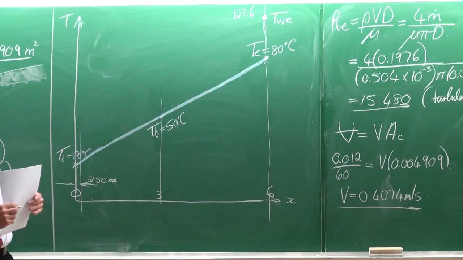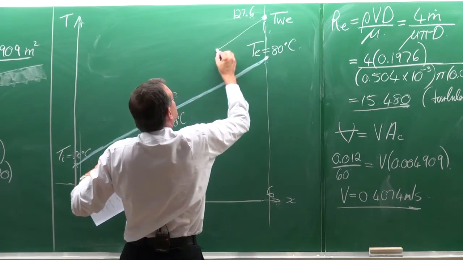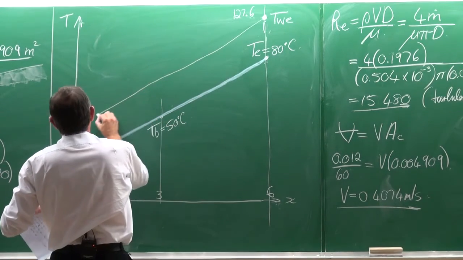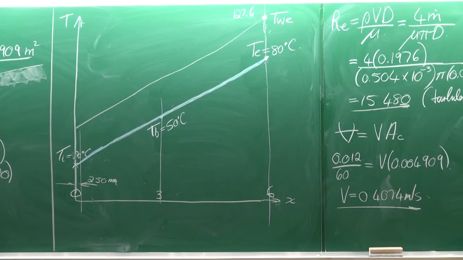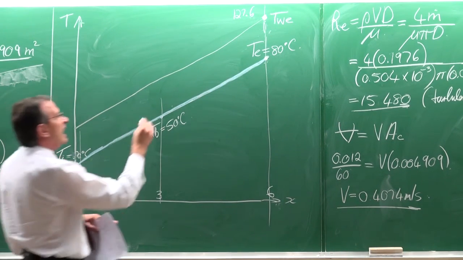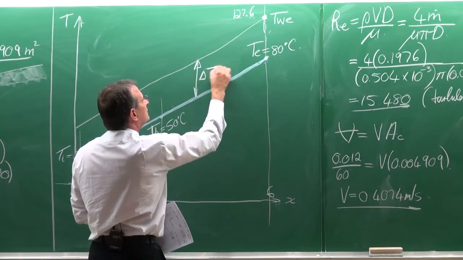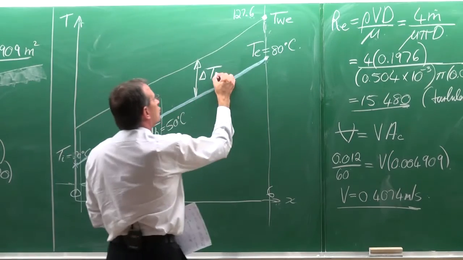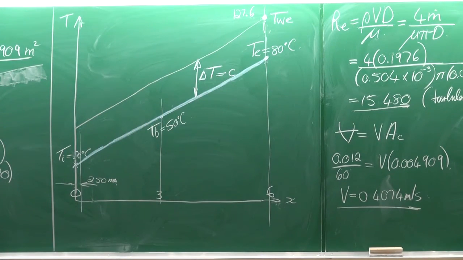And if the heat transfer coefficient is a constant right through, then the delta T should be a constant, like that. My graph, my line is not so nice, but it should also be a straight line. And this delta T here should be a constant. Delta T is constant. So the delta T stays constant.